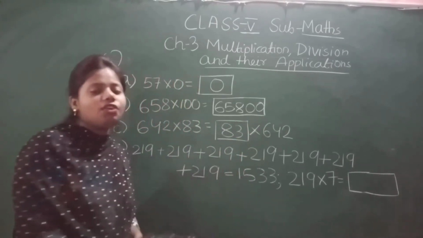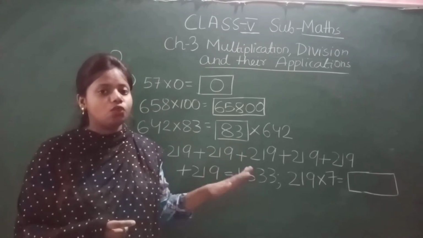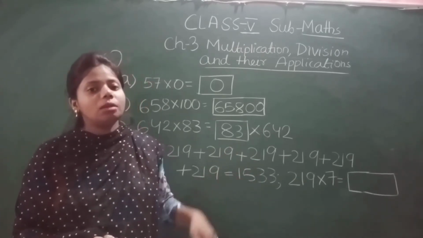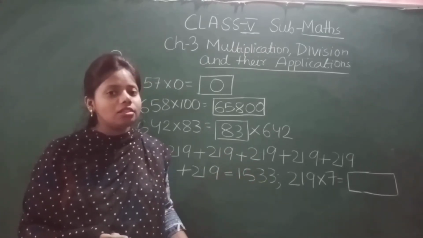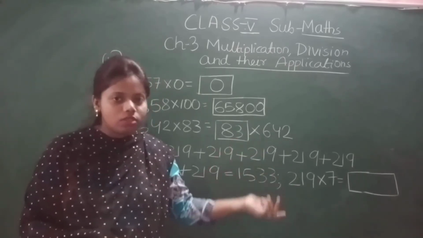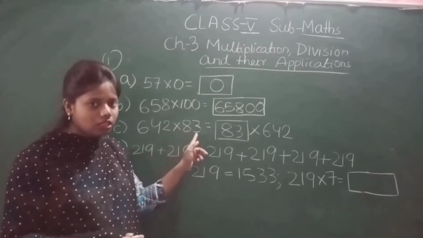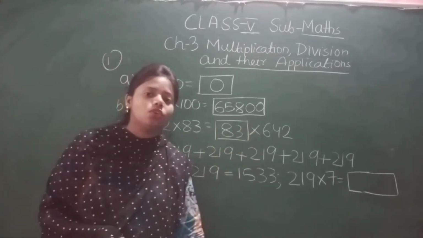This means that if you multiply 2 into 4, what result will you get? 8. 2 4s are 8. Or if you multiply 4 into 2, what will be the answer? 8. Okay, so 2 4s are 8 or 4 2s are 8. The answer is the same. Same if you multiply 642 into 83 or 83 into 642, what will be the answer?